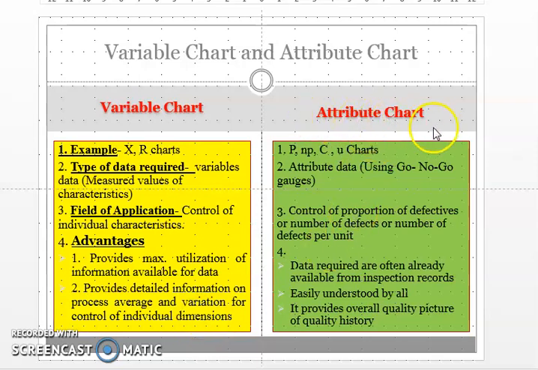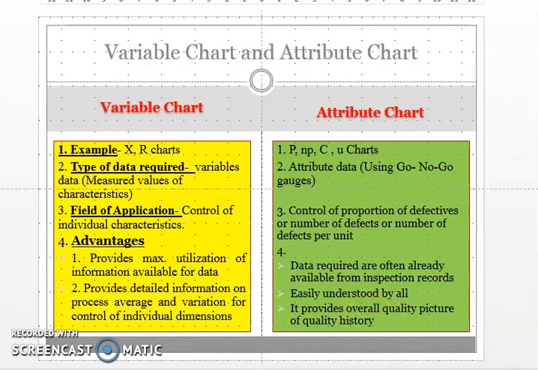What is the advantage of an attribute chart? The first advantage: data required are often already available from inspection records. It is easily understood by all as compared to the X bar chart and R chart, and it provides an overall quality picture, the quality history of that particular process or product.